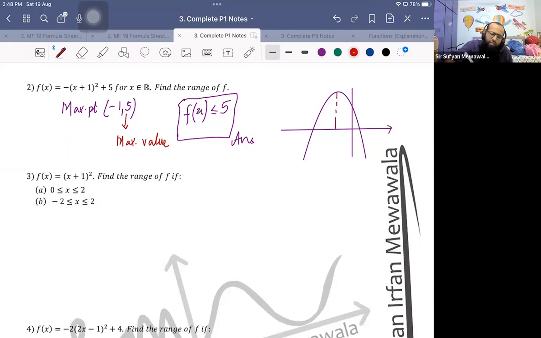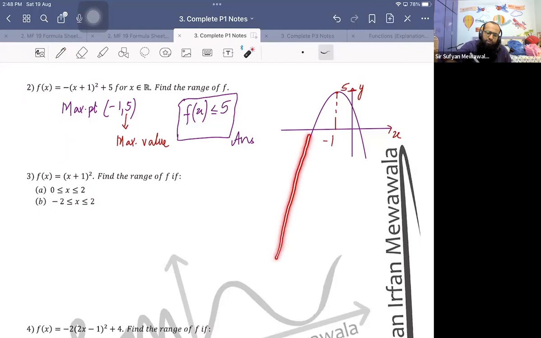So this is the x-axis. This is the y-axis. Right? We have the x-axis, the y-axis, and the maximum value. What is the maximum value? 5. What is the x-coordinate? It's -1. So we can see that it was from a very low value towards a higher value, reaching a maximum of 5, and then again decreasing.